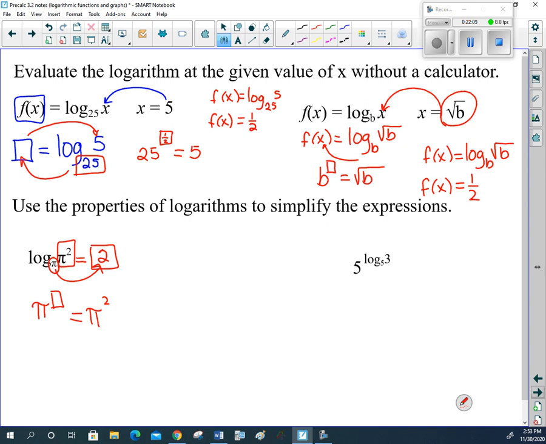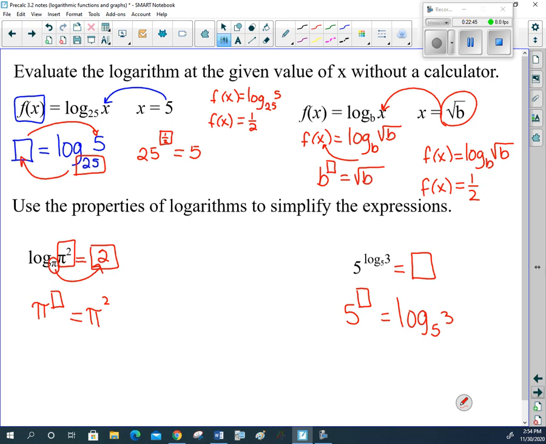So the one on the right, if we were going to use the properties from the slide before, the answer would be 3. But if we just want to not worry about the properties and just remember how to rewrite, we certainly can do that. We would start with the base, always start with the base, 5, raised to what power equals log base 5 of 3. That's our power. Did I do that one right?